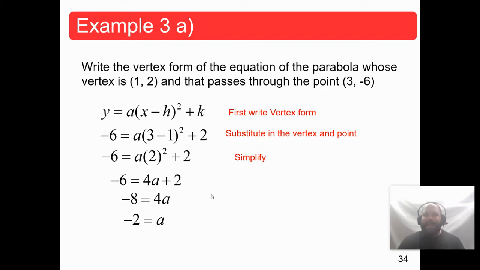So again, the two most important pieces of information that we need in order to actually write the equation are h and k, and then we also need the a. They did not give us the a in the problem. They gave us another point. So we had to go through, plug it into the information that we know, and then solve for a.